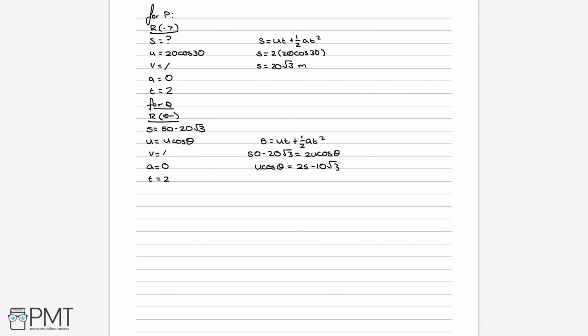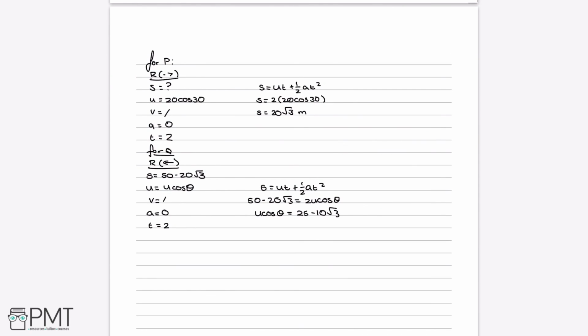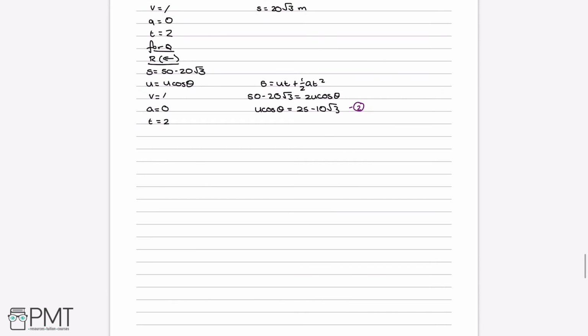So now you'll notice we have two equations that have a u and a theta in them. And what this means is that we can do a simultaneous equation. So if we go back to our original equation with u sine theta, if we call this equation 1, and we call our one with u cos theta equation 2, we know that as a general rule, sine theta over cos theta is equal to tan theta. And since we have a sine theta and a cos theta, the best way that we can cancel these out so we can find theta to start off with is by using this.